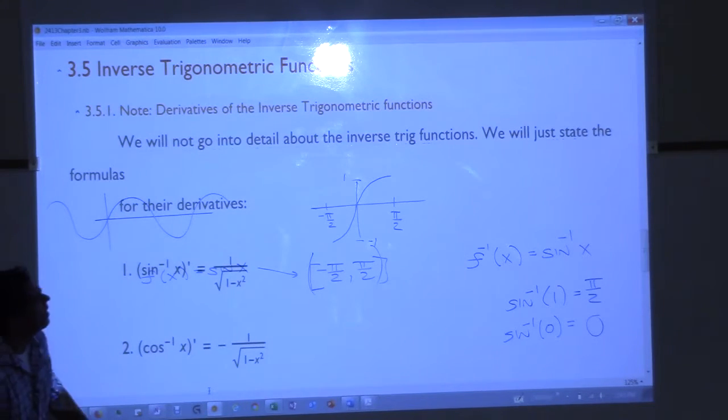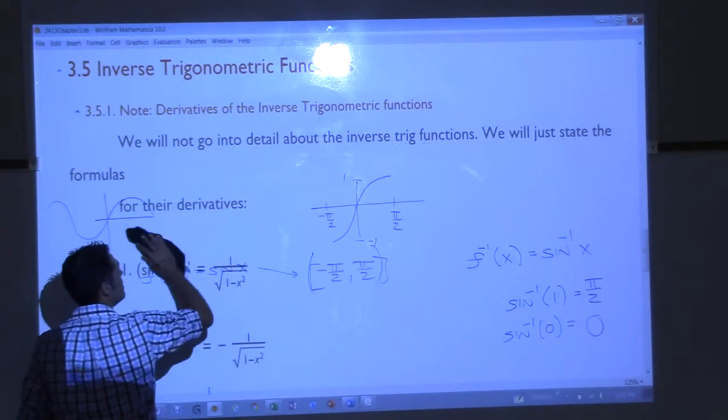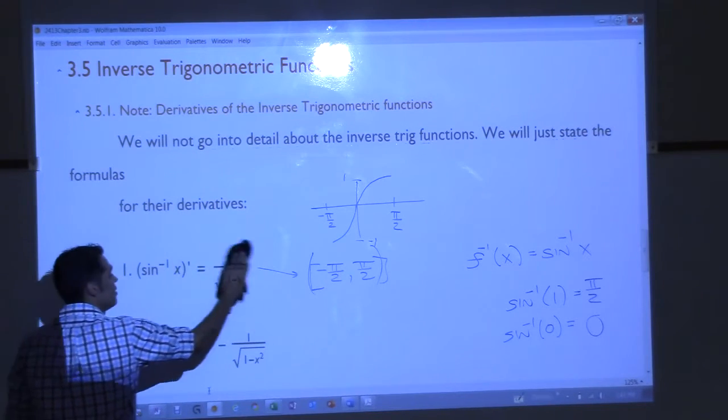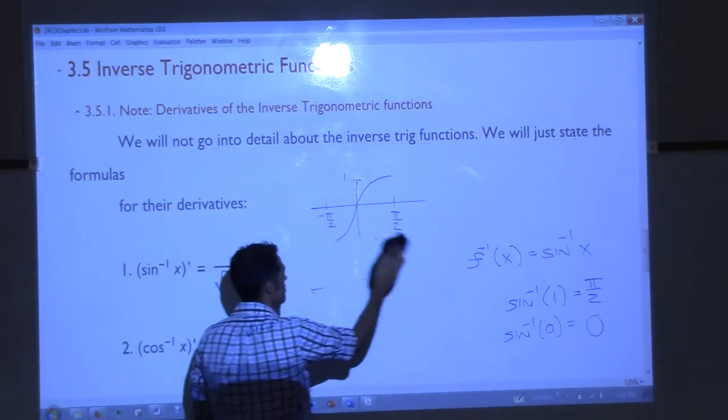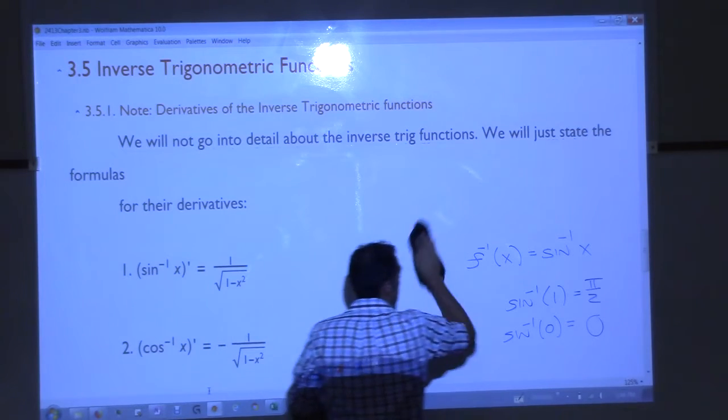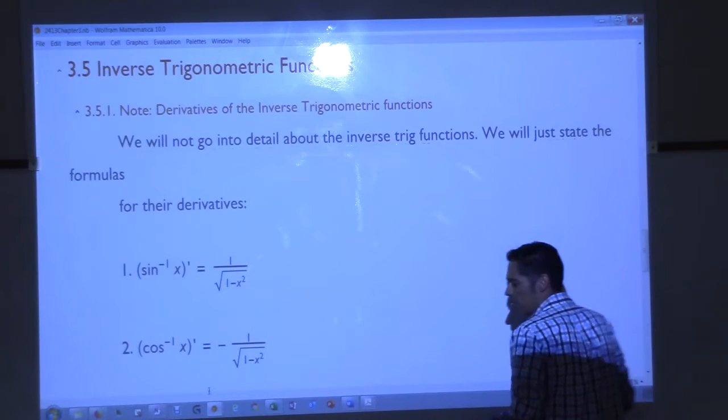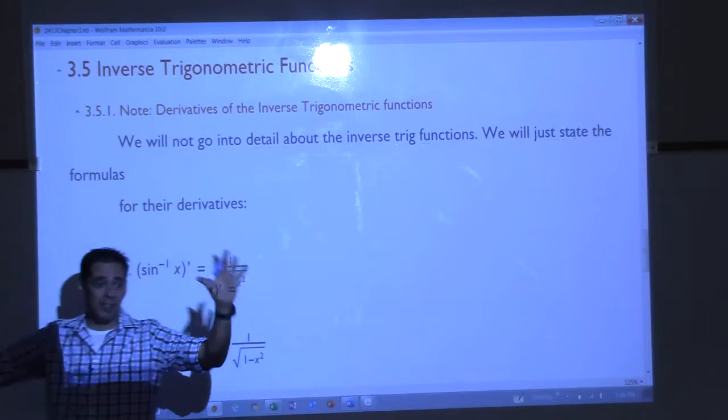Okay, so what we want to talk about today, and this is going to be very fast, okay? We will not go into detail about inverse trig functions. I'm not going to sit here and reteach it. All we want to know in this class is what are their derivatives. Right? It's a Calculus 1 class.